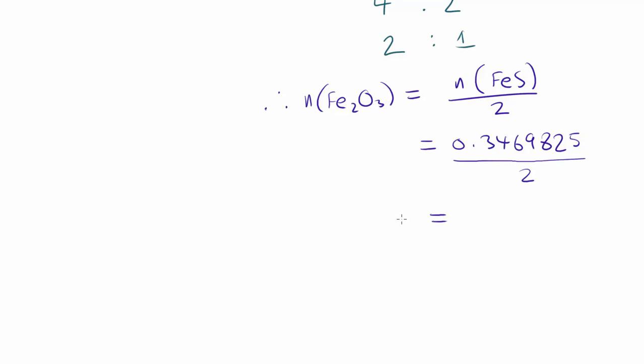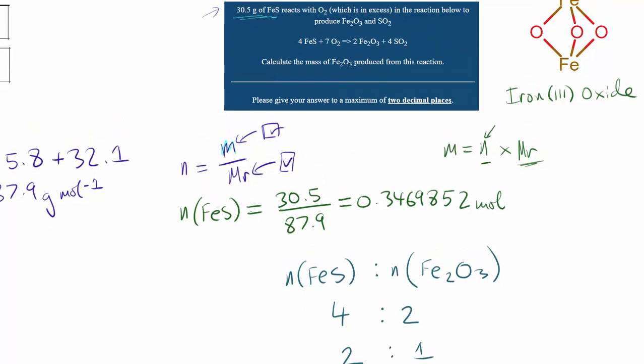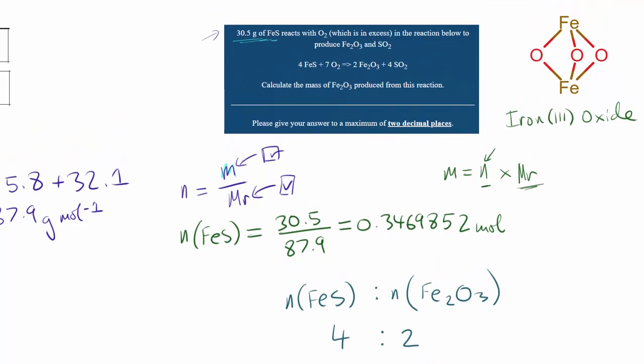And if we do that on a calculator, what do we get? I mean, you can either divide it by 2 or multiply it by 0.5, the same thing, right? But if you work that out, what you get is 0.1734926, and that's going to be moles, right? So we now have the moles of Fe₂O₃, okay? And we've been asked, remember, to calculate the mass, right?